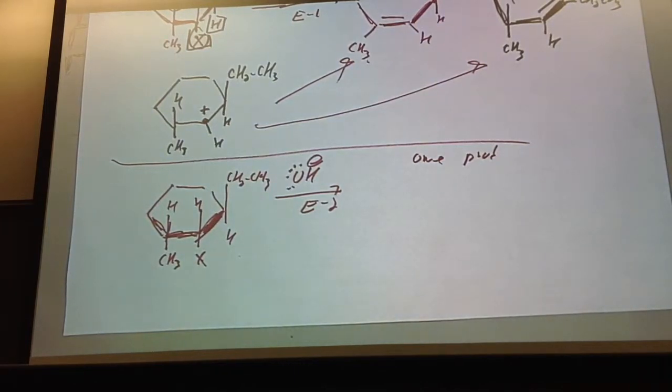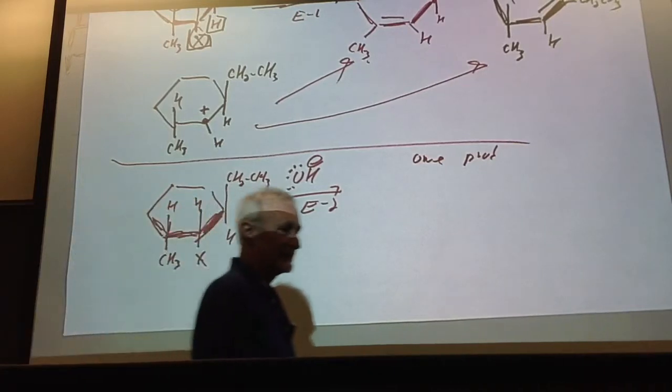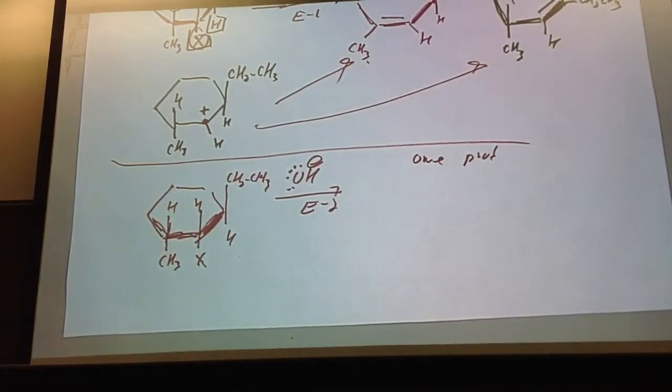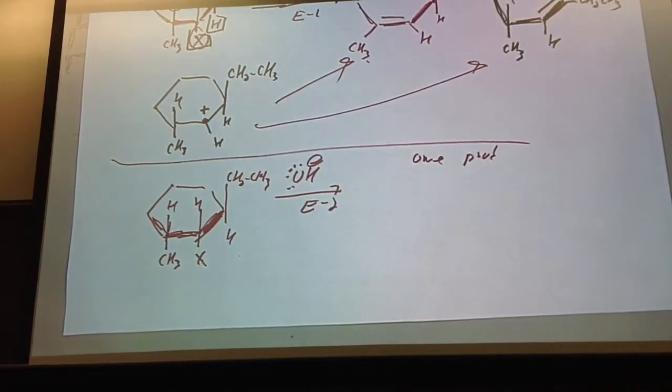The groups that leave have to be pointing in opposite directions. Okay? The groups that leave are a hydrogen and a halogen. If the halogen is pointing down, the hydrogen has to be pointing up. It cannot be pointing in the same direction.